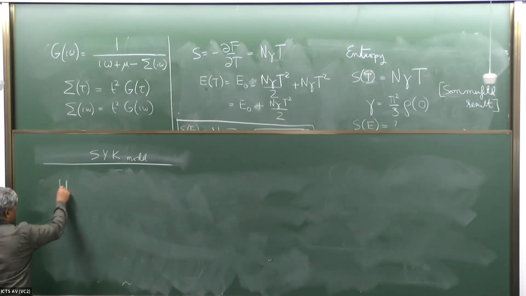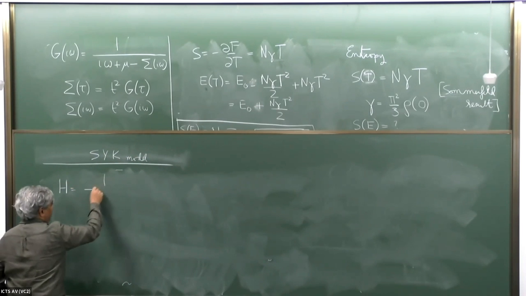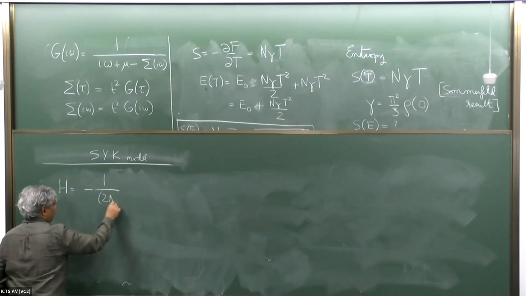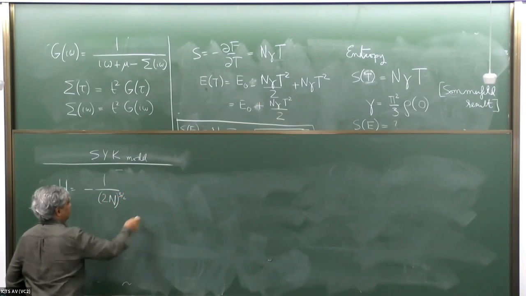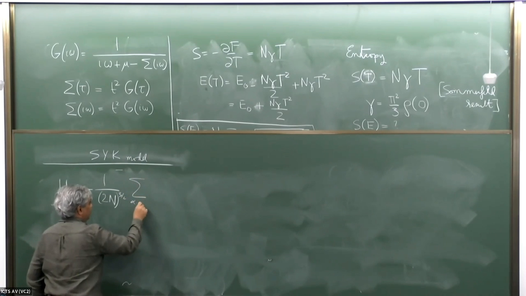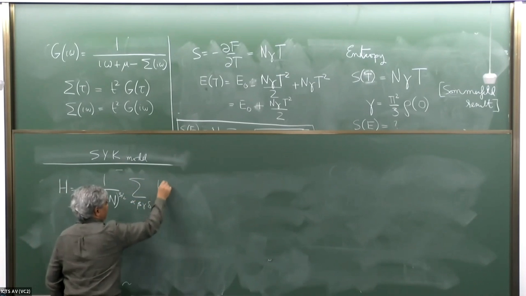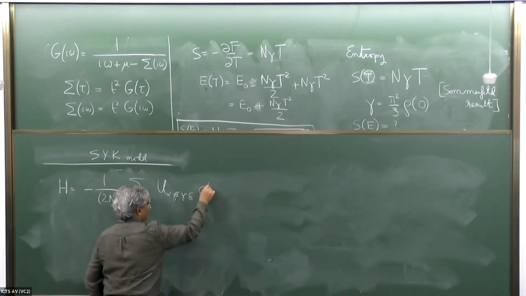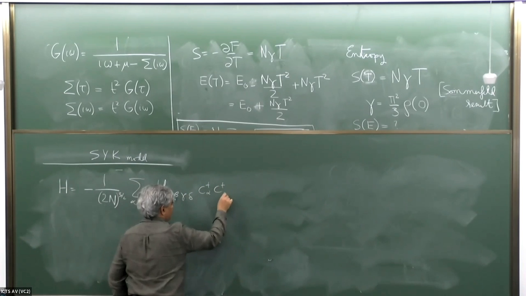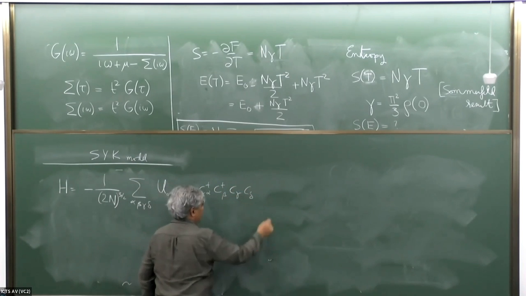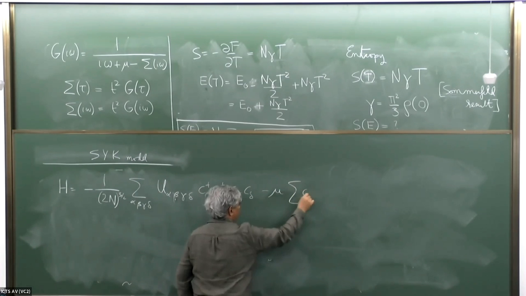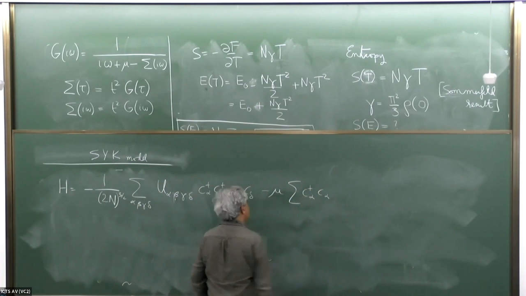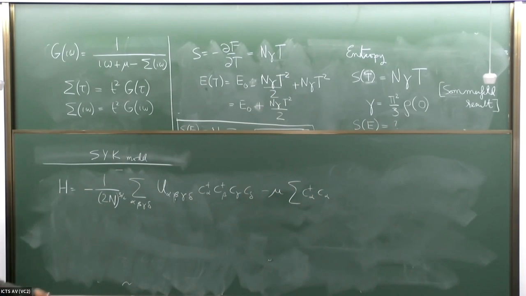Okay, so the Hamiltonian was, there was an n to the three halves, and you'll see in a minute why there's an n to the three halves. Sum over alpha, beta, gamma, delta of u alpha beta gamma delta c dagger alpha c dagger beta c gamma c delta, everything going from 1 to n. So that's the Hamiltonian.